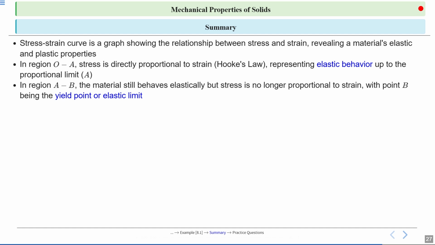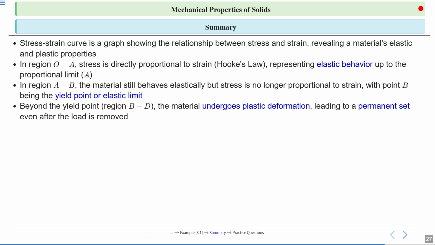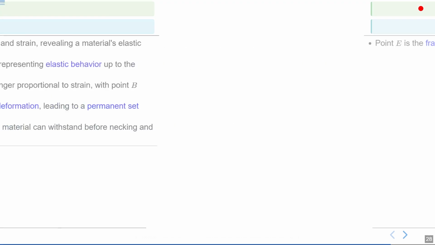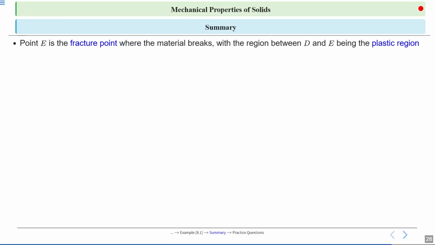Point B is called the yield point or elastic limit. Beyond the yield point, region B to D, the material undergoes plastic deformation, leading to a permanent set even after the load is removed. Point D represents the ultimate tensile strength, the maximum stress a material can withstand before necking and eventual fracture. Point E is the fracture limit point where the material breaks, with the region between D and E being the plastic region.